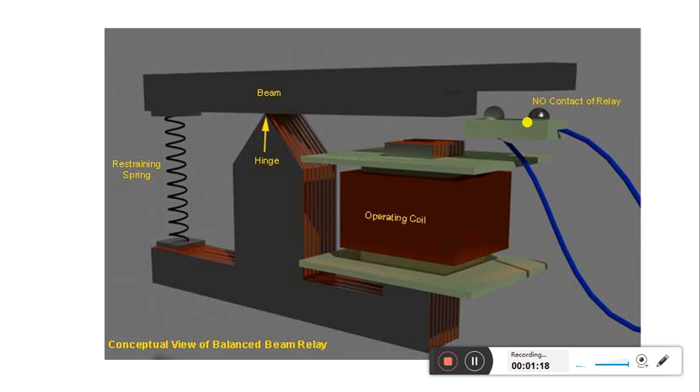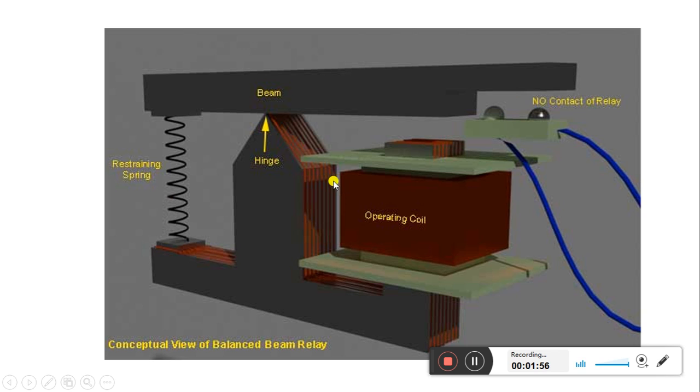So in normal condition, this restraining coil will have more torque compared to the operating coil. So this force will be more downwards compared to the operating coil, and this beam will tilt downwards. Hence, once the beam tilts downwards on the restraining side, these contacts will remain open.